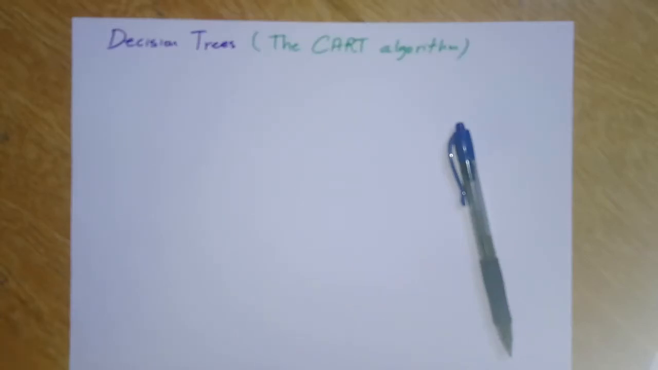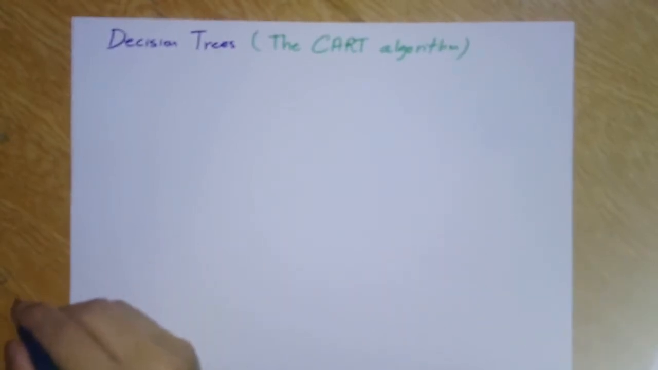Welcome back. I'm still talking about decision trees, and in this video I will be discussing the CART algorithm. The CART algorithm is just a method to build decision trees in practice. CART stands for classification and regression trees. To understand what it does, let's first start by looking at a problem.